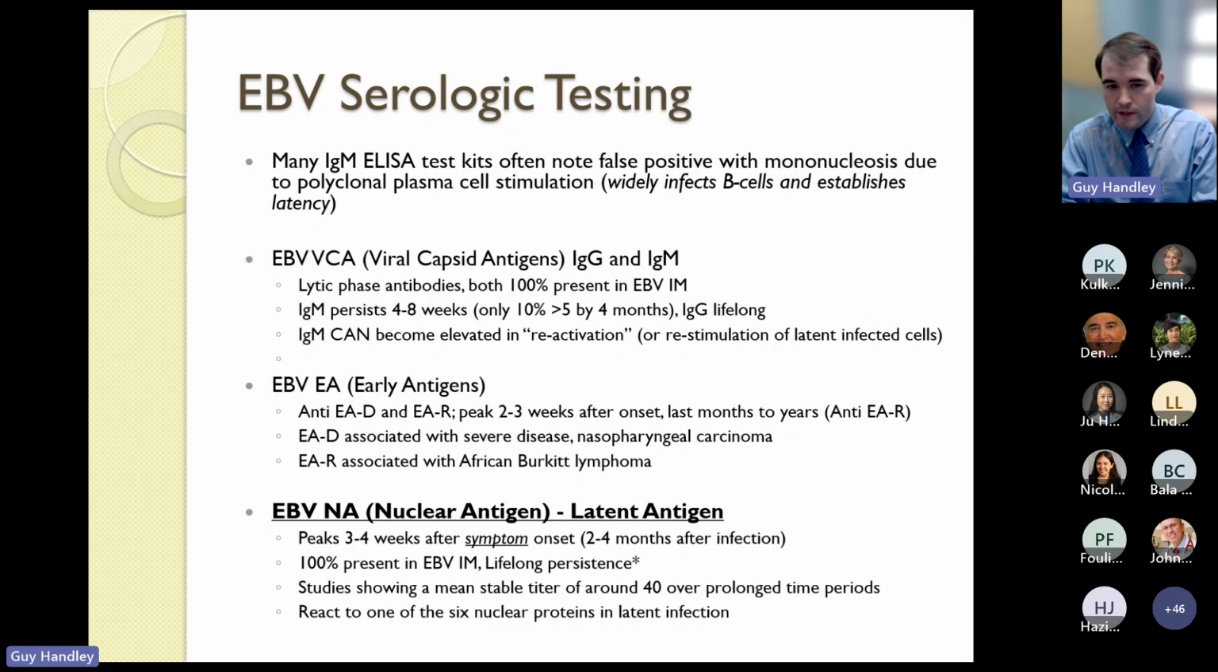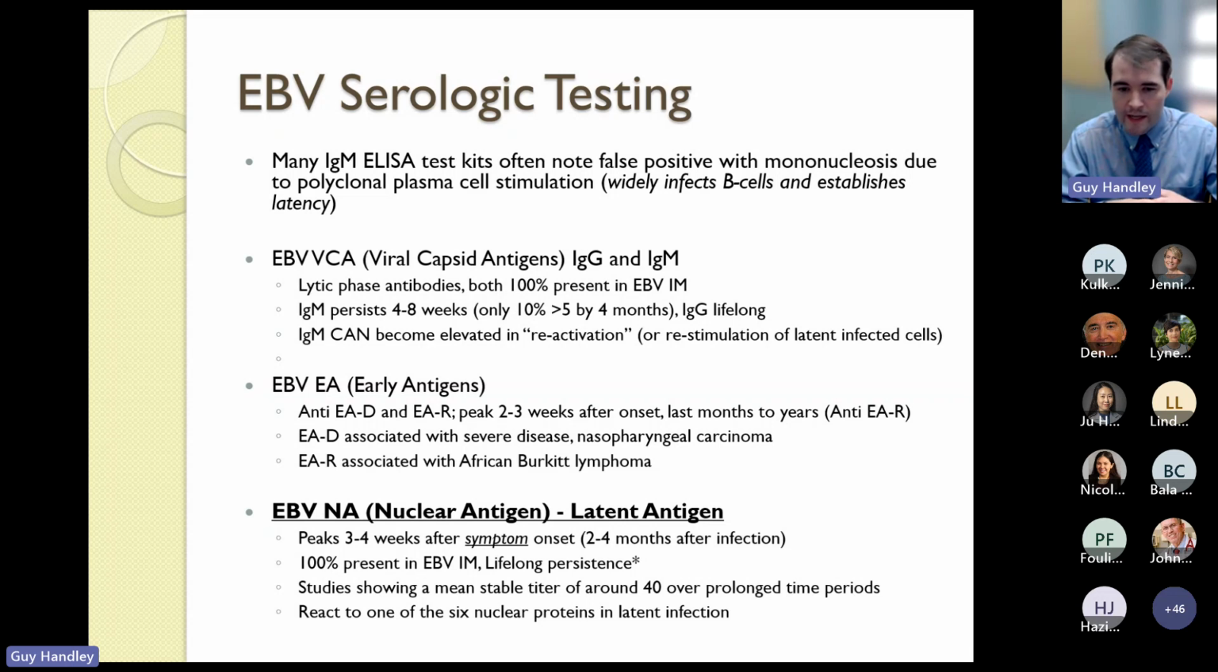The viral capsid ones are lytic phase antibodies. They are present in 100% of patients with acute mononucleosis. The IgM can persist usually for about 2 months, but in some patients it'll last even longer than that. The IgG is lifelong. If you order the test here at Tampa General Hospital, what our machine will run is viral capsid antigens. You can also send the early antigens. These are not often tested because there's very little clinical utility with them. Some antigens are more associated with certain cancers than others. That's the main thing to know about it.